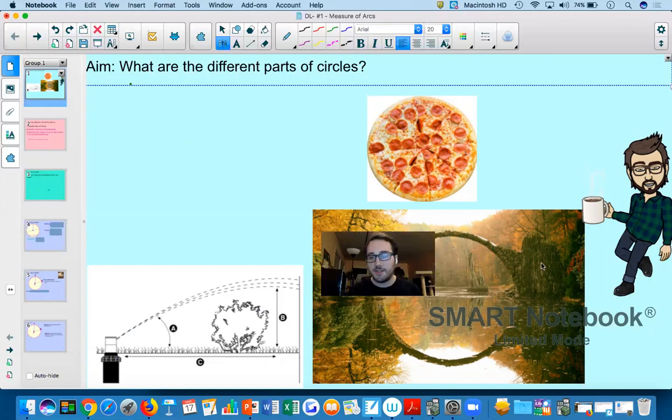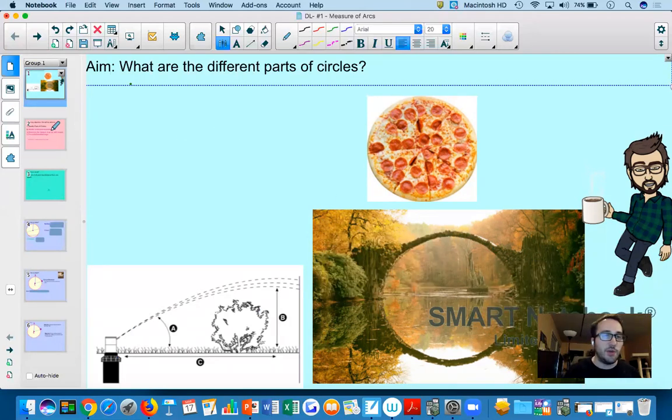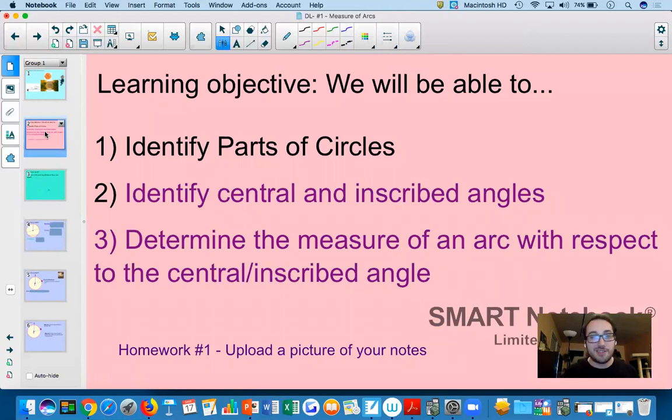So I'm going to put myself down here and we're going to get to it. So our learning objective for today is that we will be able to identify parts of circles. Now, again, we were going to talk about central and inscribed angles. That's going to be tomorrow. And then the measure of arcs with respect to central and inscribed angles are also going to be tomorrow. Mainly because I want you to feel comfortable, get used to this kind of style of taking notes, and so forth.